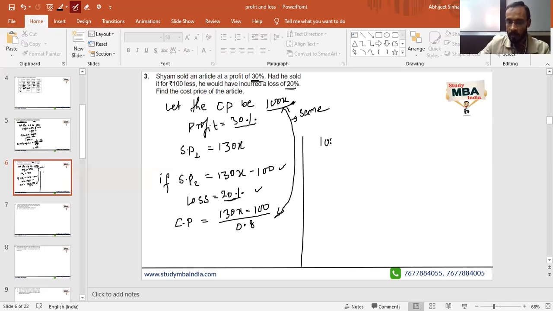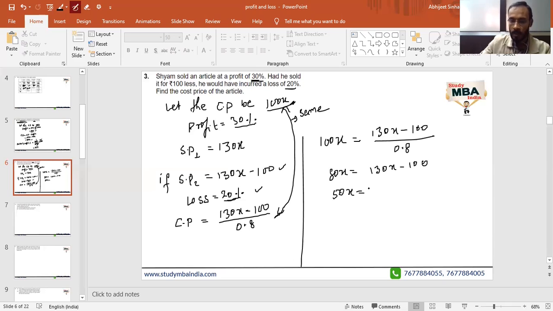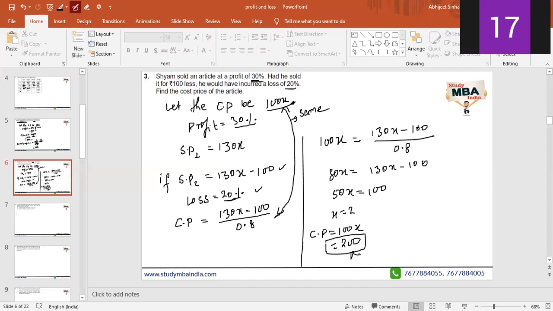So now the cost price we previously assumed is 100x, and here the selling prices are 130x minus 100 and 0.8 times it; both will be equal. So taking 0.8 to this side, you get 80x equals 130x minus 100. Now take 100 to this side, you get 50x equals 100. So x equals 2. The cost price, that is 100x, will be equal to 200, and this is the answer. So check again, and tell me if there is any other confusion.